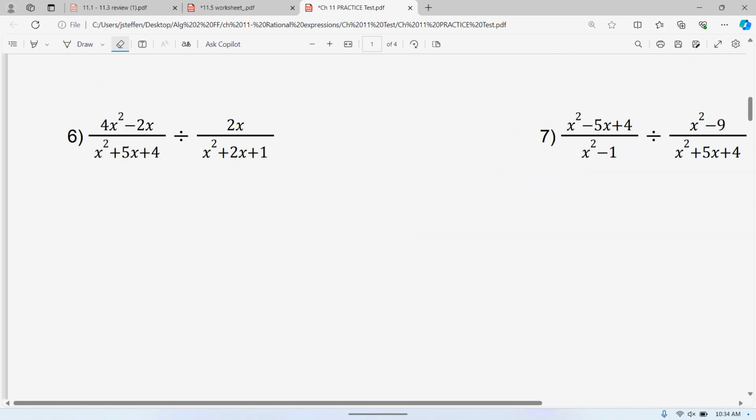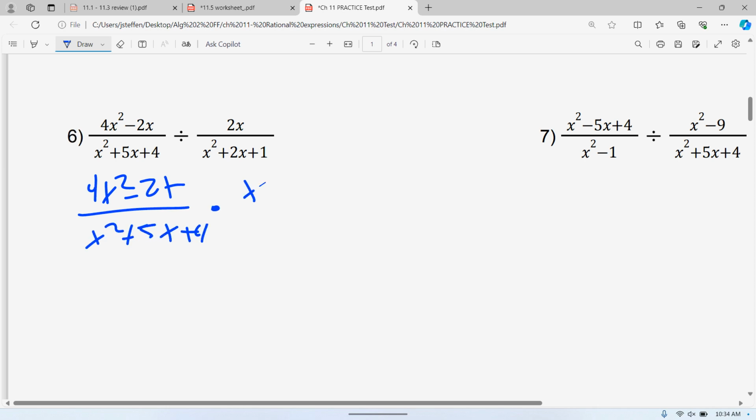Now moving on to division. Again, division is very similar. The first thing I would do is multiply by the reciprocal. I would not worry about factoring anything. I would not worry about simplifying anything. I would do nothing besides rewriting everything, except for making it multiply by the reciprocal. Make sure the reciprocal is a fraction.